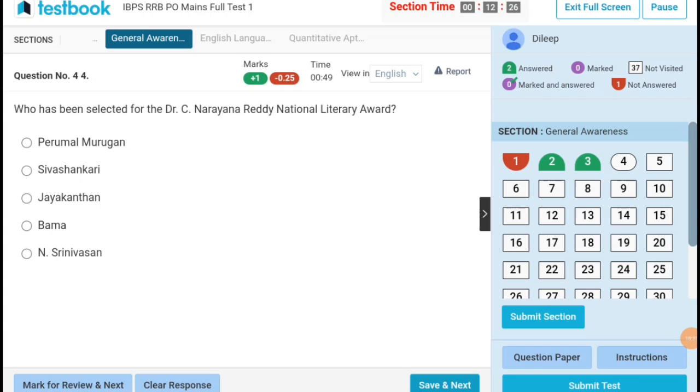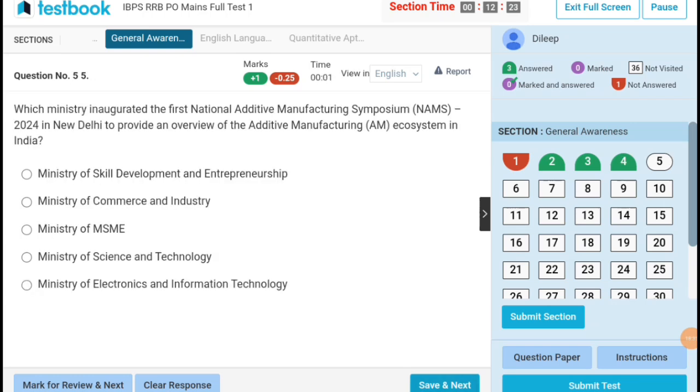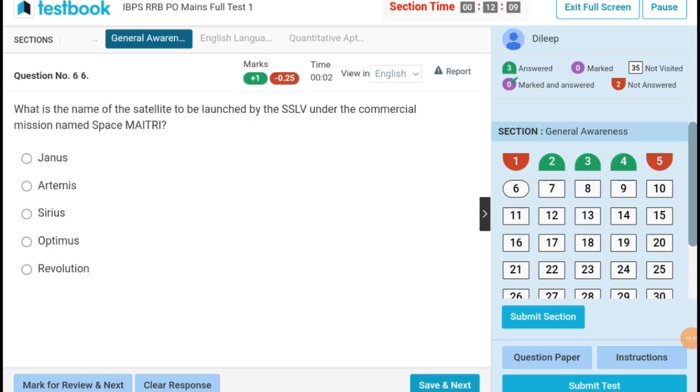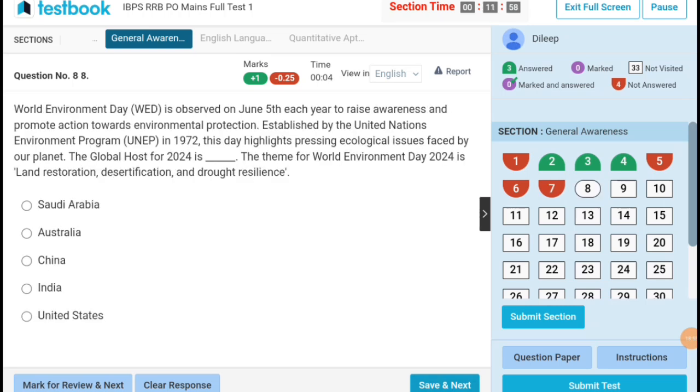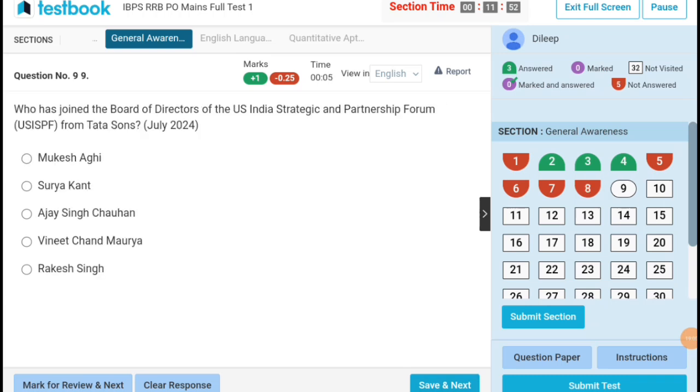Or Shiva Shankari, I think. Which ministry inaugurated the first national additive manufacturing symposium system in India? Name of the satellite. According to the World Bank working paper, who has joined the board of directors of the US India Strategic Partnership Forum? Tata Sons.